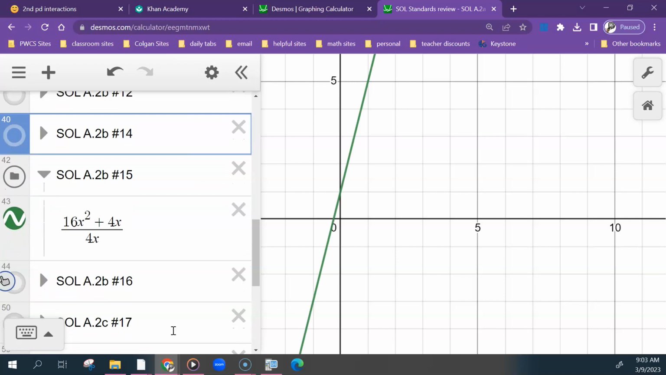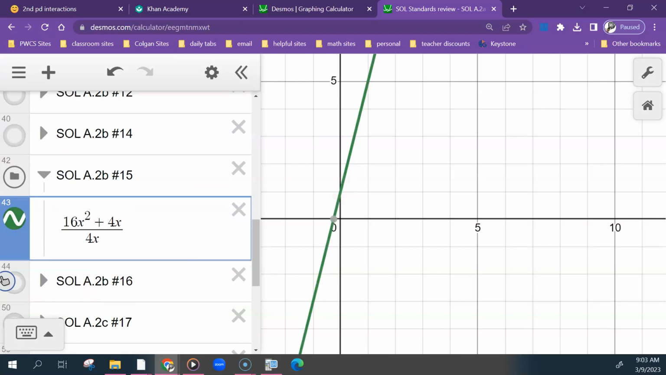Number 15, same thing, even though it had less. This one had n's. You cannot put the n's into Desmos, so it won't work. You'll have to make them x's. The y-intercept is 1, and then the slope is 4, so 4x plus 1.